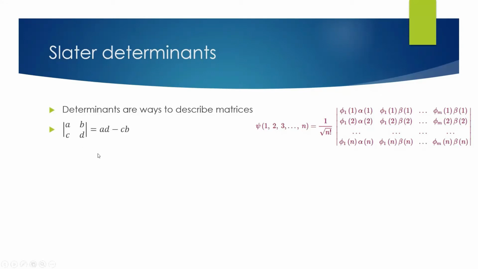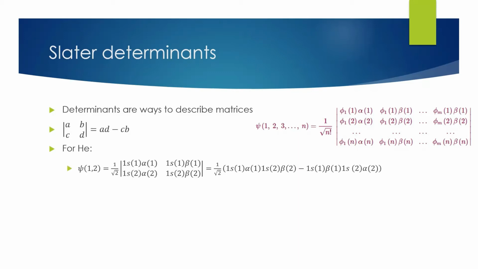So let's look at the helium atom, and we'll probably do lithium in class to get an idea of what we can do here and more in depth of why we use these. For helium, we would construct this wave function as the following. Our n is 2, so 1 over the square root of 2 factorial is 1 over the square root of 2. And then we would have 1s orbital spin up for electron 1, 1s orbital spin up for electron 2, 1s orbital spin down for electron 1, and 1s orbital spin down for electron 2. And then when we construct the determinant, we multiply this term by this term and then subtract the product of this term times this term.